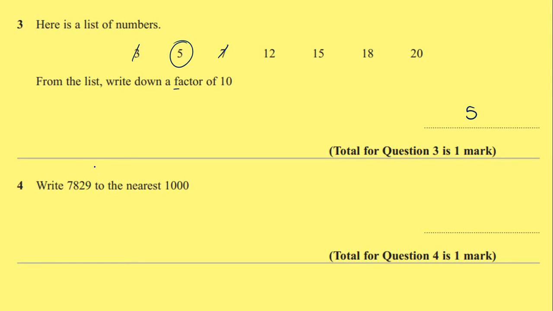Write 7,829 correct to the nearest 1,000. Now, is it closer to 7,000 or 8,000? Take a look at it. If you had £7,829, you're closer to that, aren't you? Definitely. Look at the 8. The 8 will make the 7 round up. You should see, pretty obviously, that we've got 8,000.